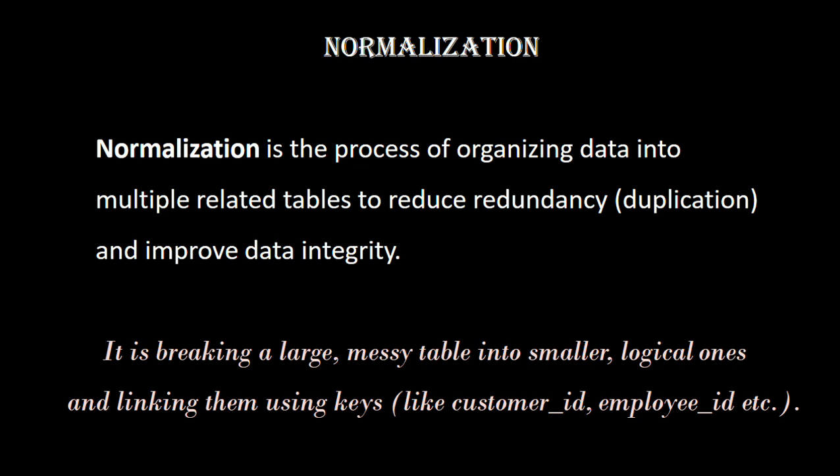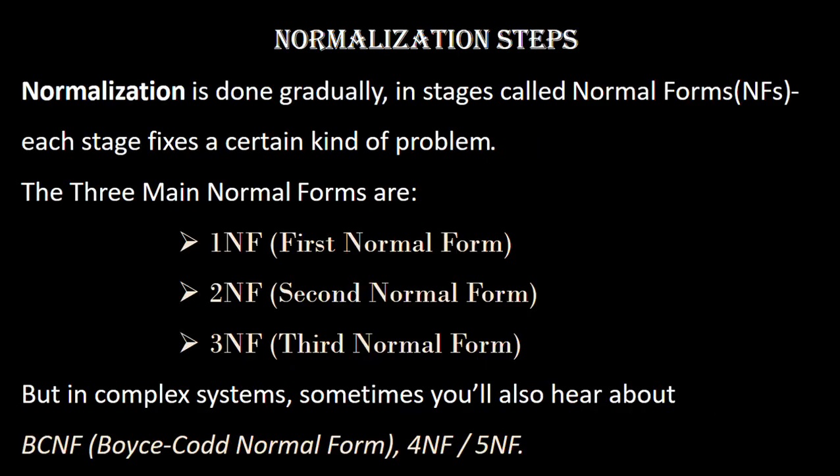It is breaking a large messy table into smaller logical ones and linking them using keys like customer ID or employee ID. Let us look at how normalization can be achieved. Normalization is done gradually in stages called normal forms. Each stage or normal form fixes a certain kind of problem. The three main normal forms are first, second, and third normal form. But in complex systems, you also hear of BCNF, Boyce-Codd normal form, 4NF and 5NF, but those are rare.